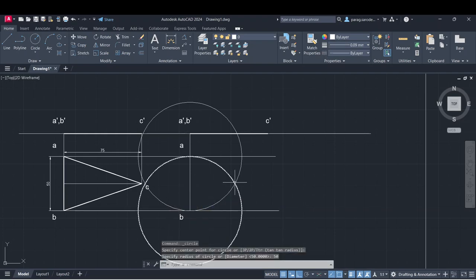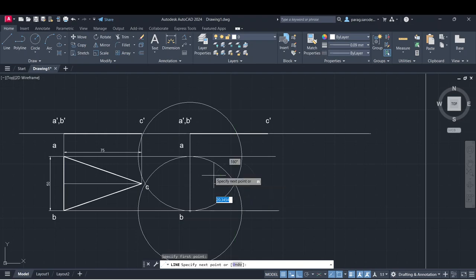So this is the intersection we get. We join this intersection. We will connect it to A. We will also connect this intersection to B. So now we get the equilateral triangle.